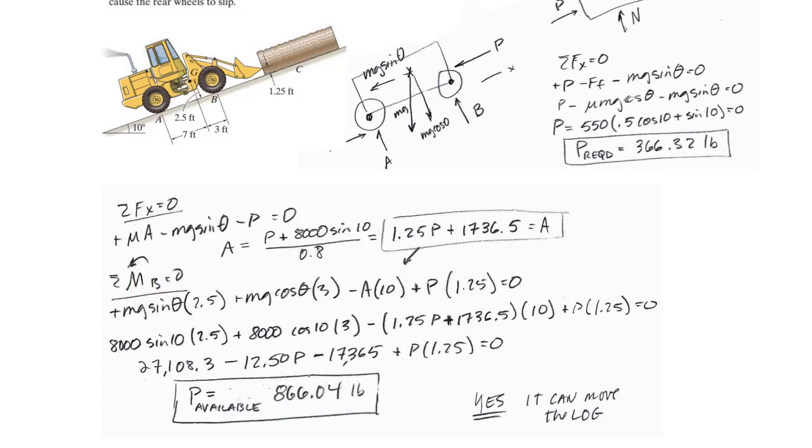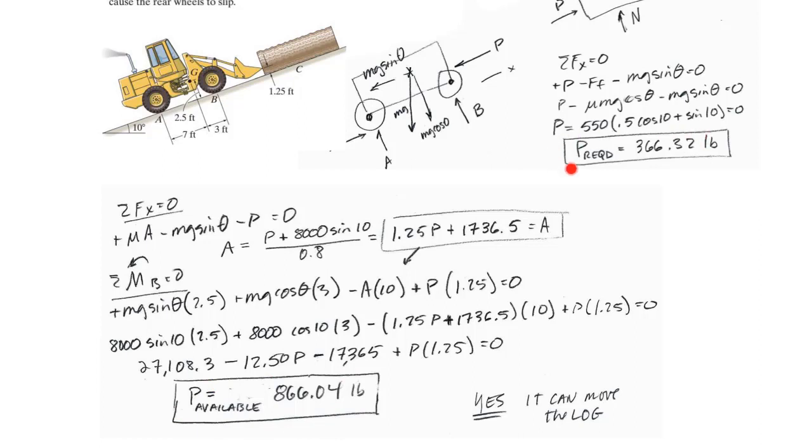So let's do that. Sum of the moments about B: we have mg sine theta times this lever arm, which is given right there as 2.5. Mg cosine theta has this lever arm, which is 3. A has this lever arm, which is 10, so minus A times 10. Plus P, and P has this lever arm, which is 1.25. What I'm trying to do is solve this for P and find out how much P I can generate given an impending slip scenario. I know mg, I know sine and cosine, and I know A as a function of P. Plug that in here, solve for P, and I find that I get 866 pounds available.